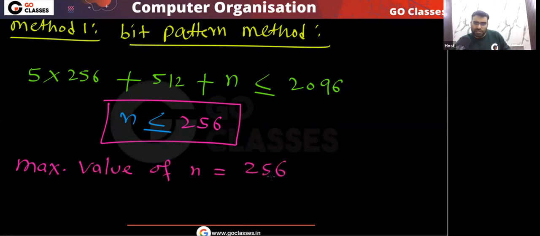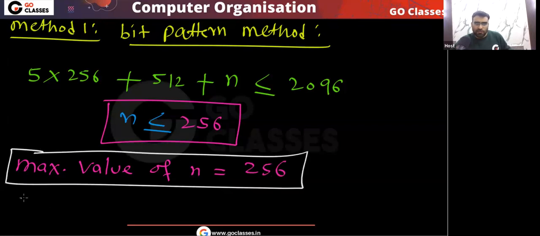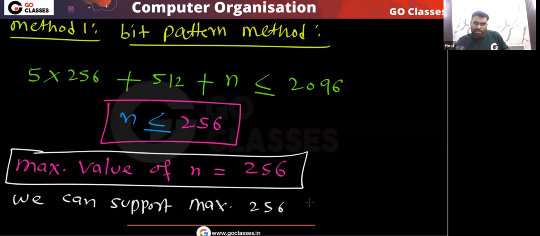That is 256. So what I can say from here is that we can support a maximum of 256 0-address instructions. Yes or no? 256 0-address instructions.